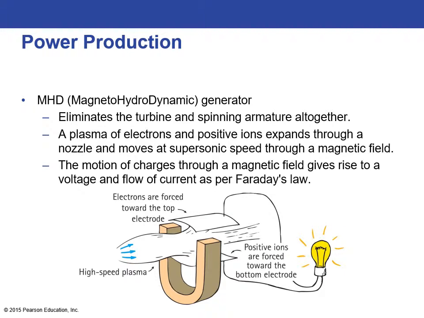An MHD, or magnetohydrodynamic generator, eliminates the turbine and spinning armature altogether. So a plasma of electrons and positive ions expands through a nozzle and moves at very high speeds through a magnetic field. The motion of charges through a magnetic field gives rise to a voltage and a flow of current as per Faraday's law.